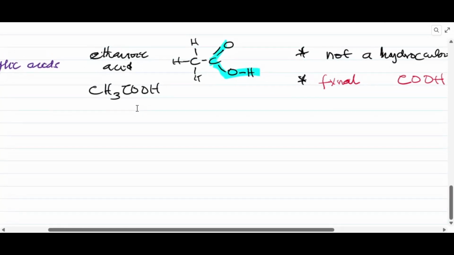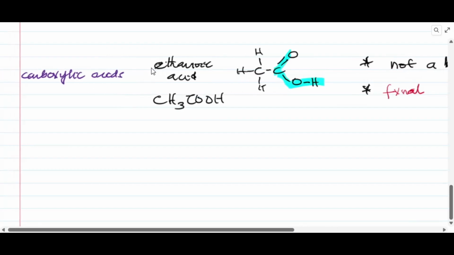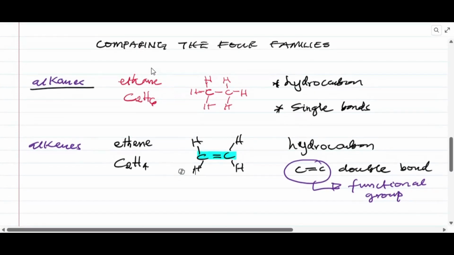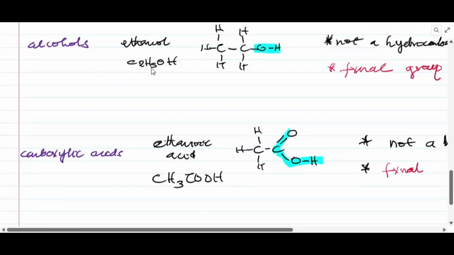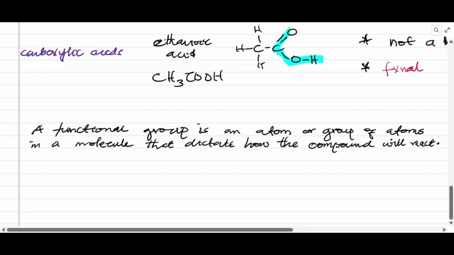So, I think we are done with this part of the series where we are comparing the 4 families. Let me add one more before we go, and functional groups. We have been talking about functional groups. So what is a functional group? A functional group is an atom or group of atoms in a molecule that dictates how the compound will react.